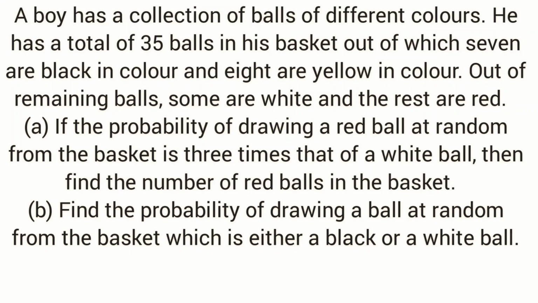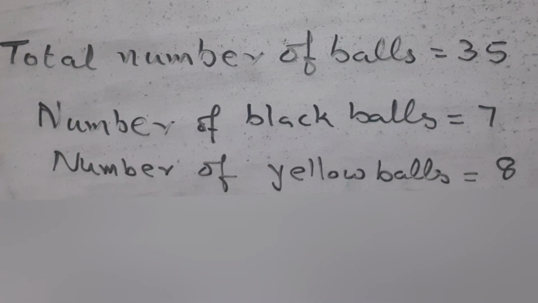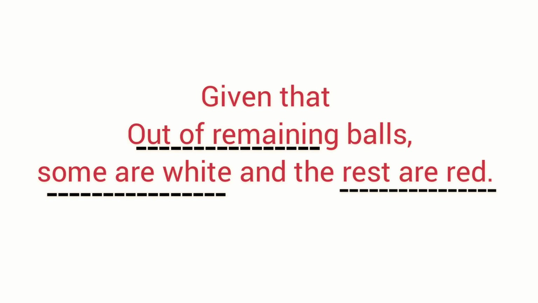Read the question carefully and identify the number of balls of each color. It is given that there is a total of 35 balls, 7 are black and 8 are yellow. Here it says that the remaining balls will be either white or red.